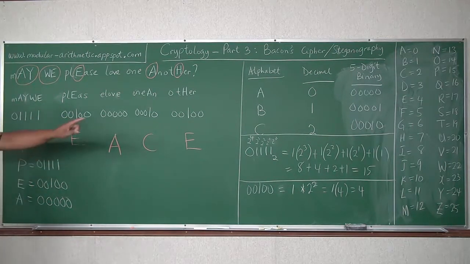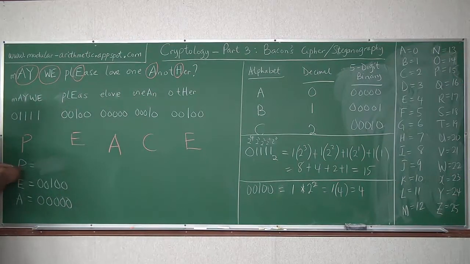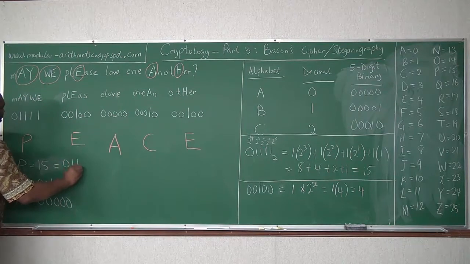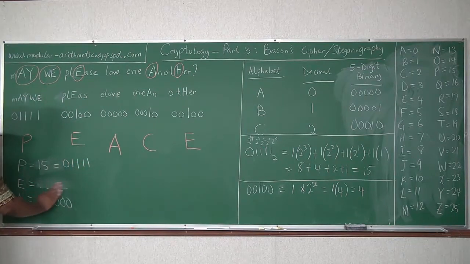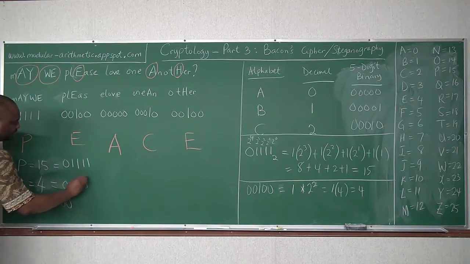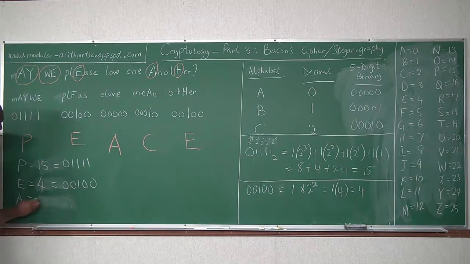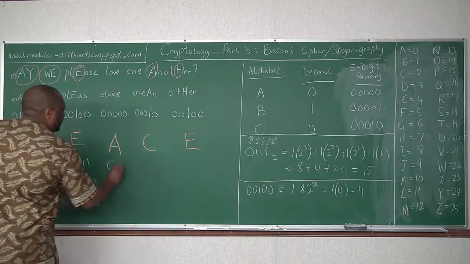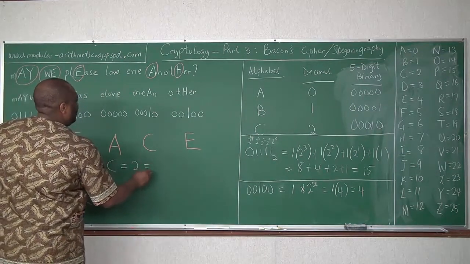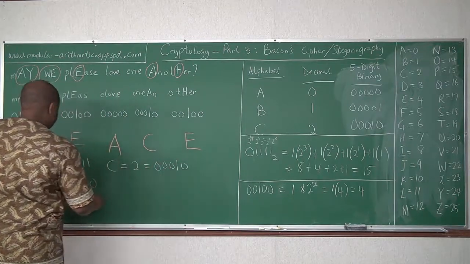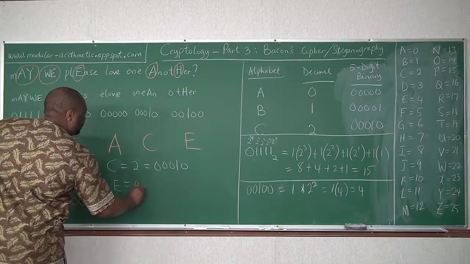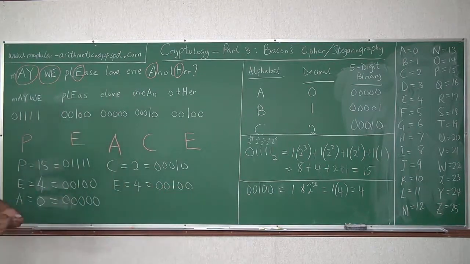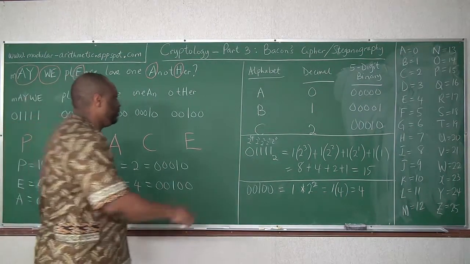We know that P is 15, and that is 01111 in base 2. E is 4, and that is 00100. A is 0, and that is 00000. C is 2, and that is 00010, and we have our E. E is 4, and that is 00100. So this is what you're given. We can now encode it.